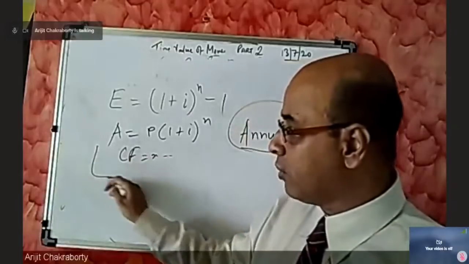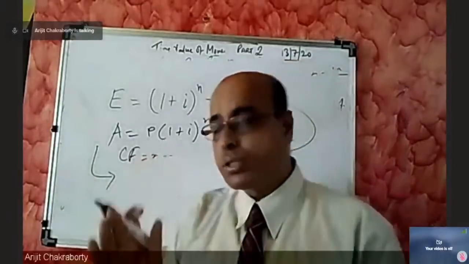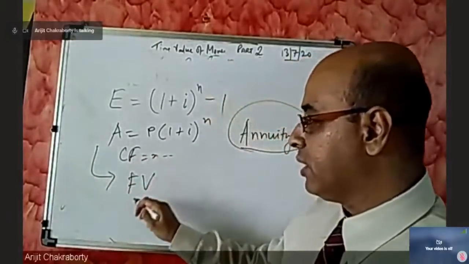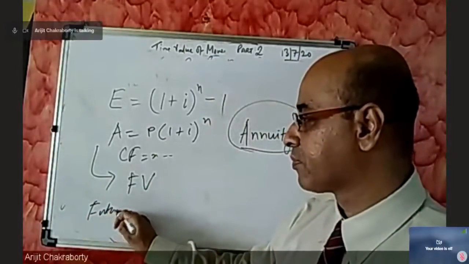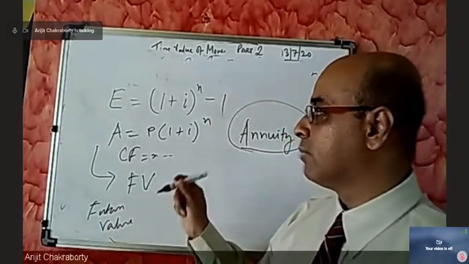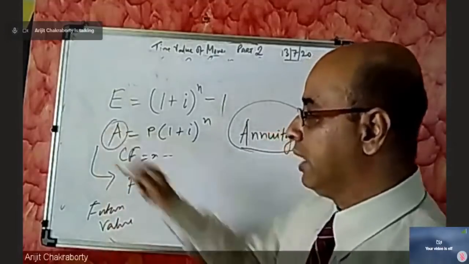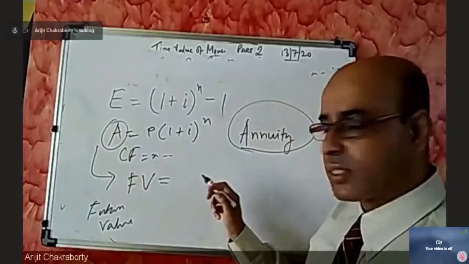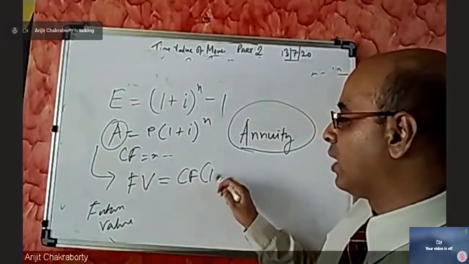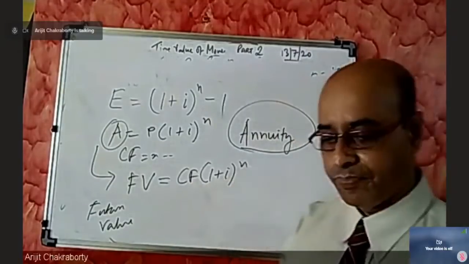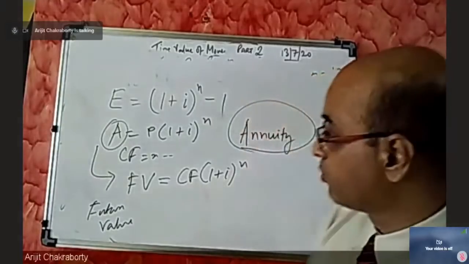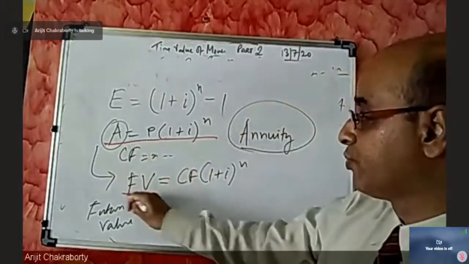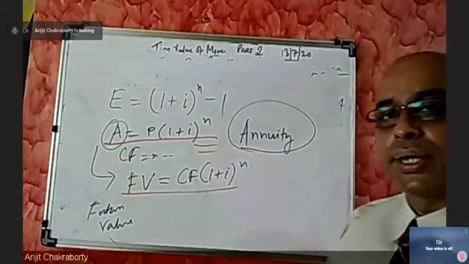So in general, the formula is very simple. The future value, FV, like in case of compound interest we use the term amount, in this case we are using future value. Future value is a very simple formula, CF into (1 plus i) to the power n. So it is the same formula. Please see, this and this are the same identical formula.